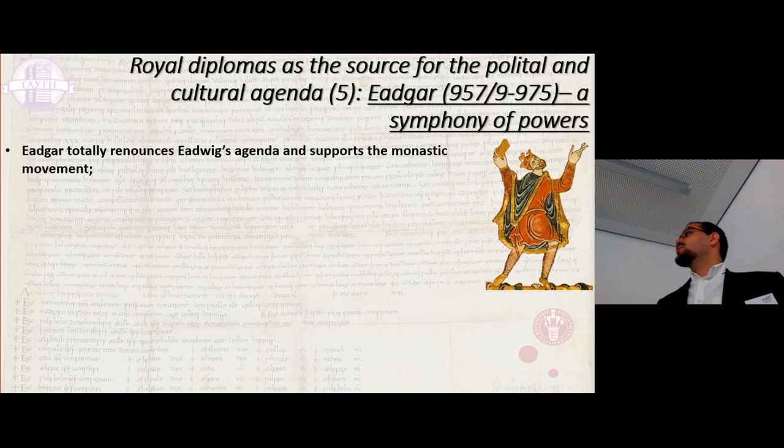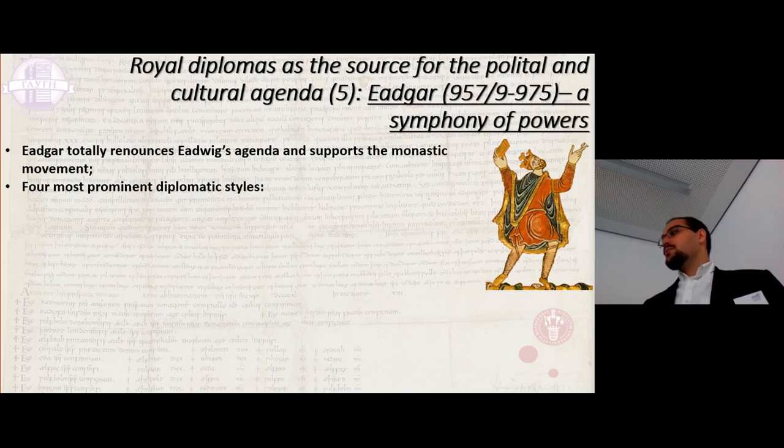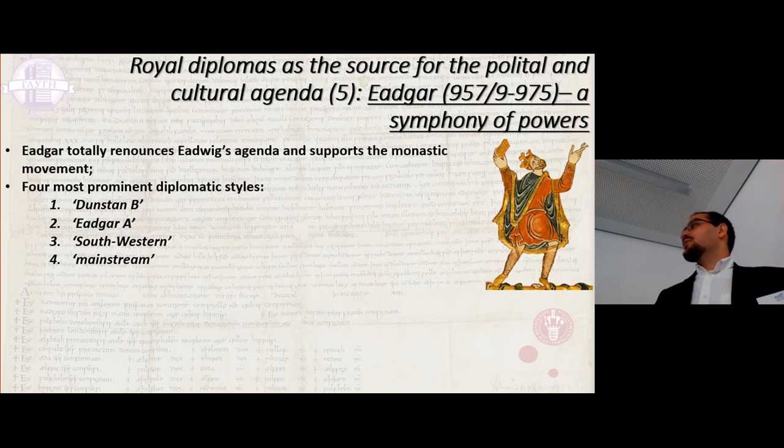The most prominent styles are in number 4. Next one, please. We've got these. I'm not sure the names would tell you anything, but believe me, they are very distinct from each other, which is said to be the reflection of Edgar's inner ideas of how his court should have worked. He was trying to balance out all parties at the court.